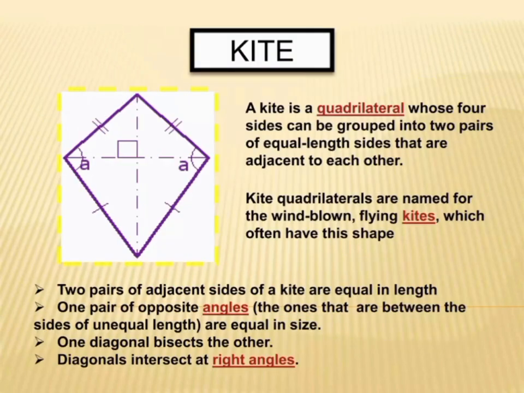The last type is the kite. A kite is a quadrilateral whose four sides can be grouped into two pairs of equal length sides that are adjacent to each other. Two pairs of adjacent sides of a kite are equal in length. One pair of opposite angles, that is, the angles that are between the sides of unequal length, are equal in size. Here, one diagonal bisects the other. Diagonals intersect at right angles.